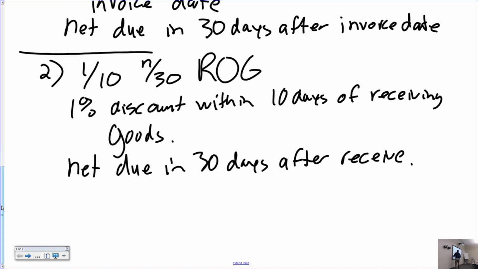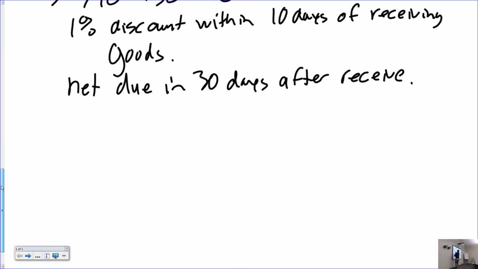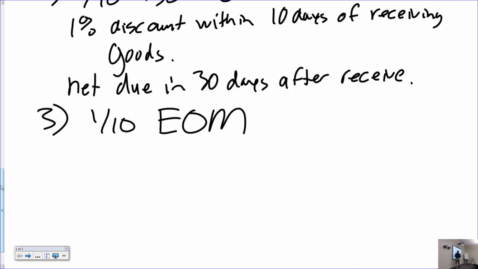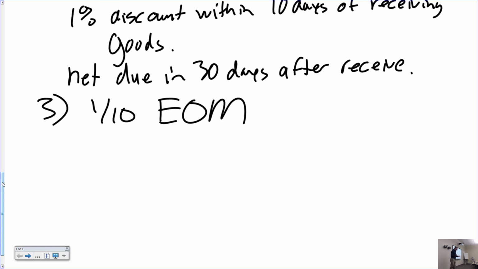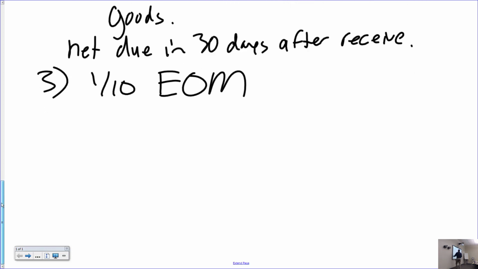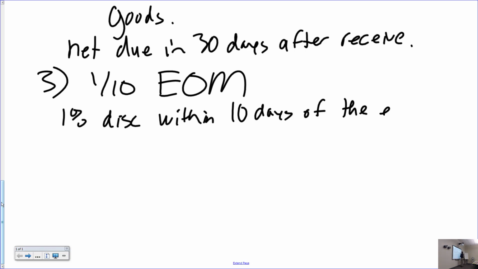All right. And then last but not least, the EOM terms. Note there is usually not a net terms when you're dealing with EOM. It's implied that the net is due at the end of the month. And so here it's a 1% discount within 10 days of the end of the invoice month.